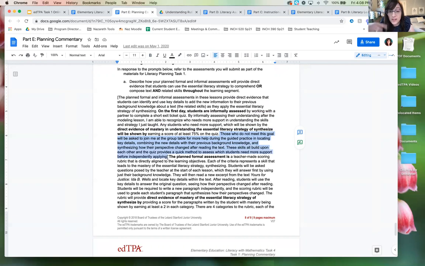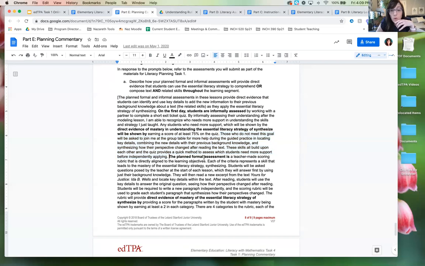Those who don't get that 75 will be asked to join me at the table during guided practice in locating key details, combining new details with their previous knowledge, and synthesizing those related skills, how their perspective changed. These skills build upon each other, and the quiz provides a quick method to assess which students need more support before independently applying the skill. Okay, so that's day 1. Checking in to see that they got the strategy, they understand it.